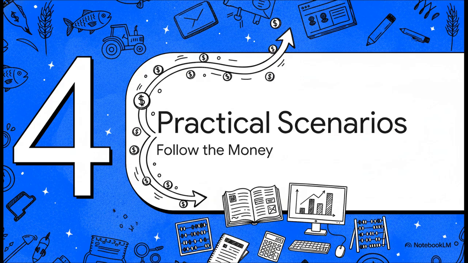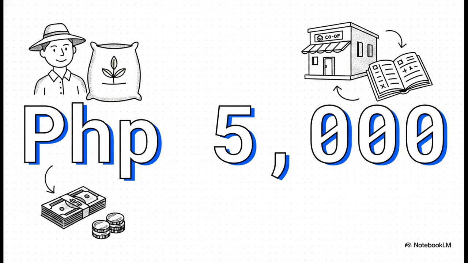All right, Section 4, practical accounting scenarios. It's time to follow the money. Okay, let's bring all this operational theory right to the accountant's desk. Picture this. A farmer member walks into the Coop, grabs fertilizer worth 5,000 pesos, and pays cash on the spot. The original cost of that fertilizer to the cooperative was 3,500 pesos. So, how do we formally handle this?